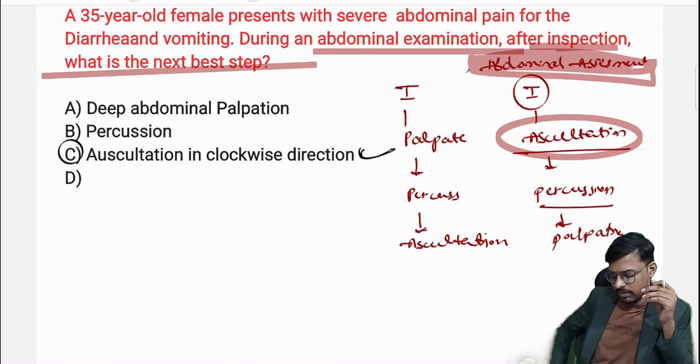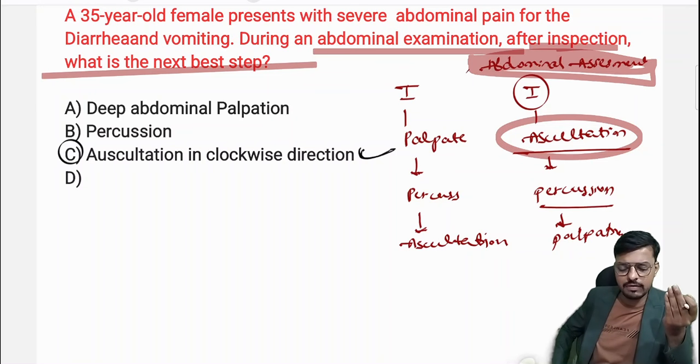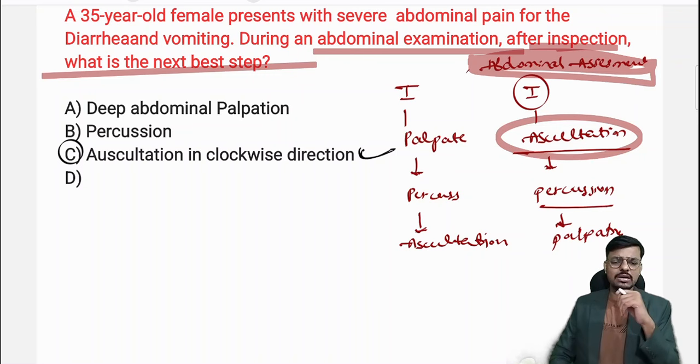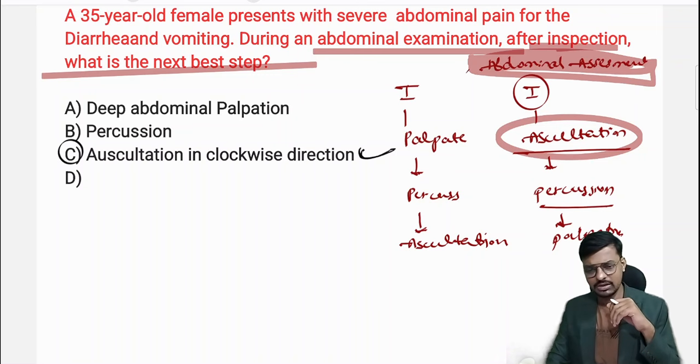Many students are thinking, why not percussion, why not deep abdominal palpation? Because this is a simple concept in abdominal assessment. After the inspection, we go for auscultation, then percussion, then palpation. Why? Because if we do palpation before auscultation, it will alter the bowel sounds. It will give us false low or false high bowel sounds, which is what we don't want. Very important.